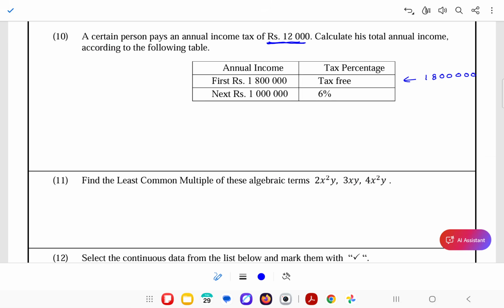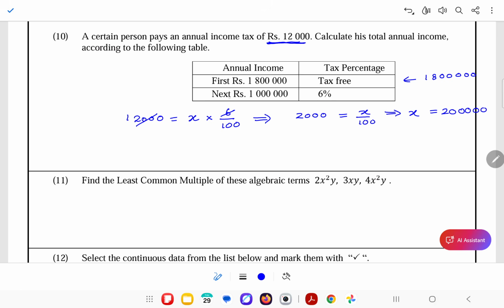So he's paying 12,000 as his income tax. So 12,000 as tax. So principal will take as X. He is paying how much? 6%. So that is 6 over 100. Now let's figure out X. What is that? You can divide by 6. So 2000 X over 100. So X is 200,000.